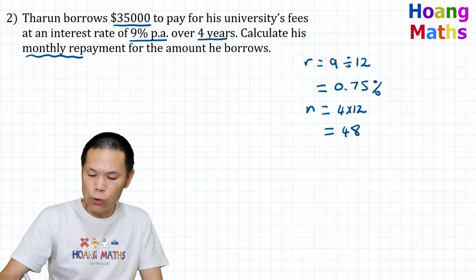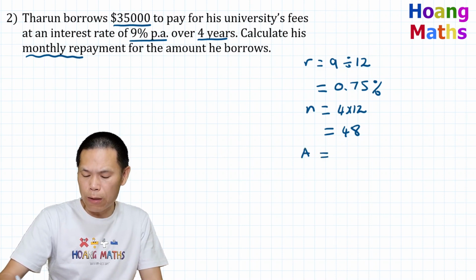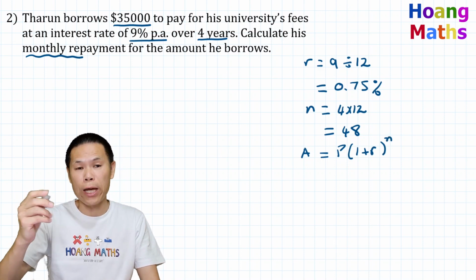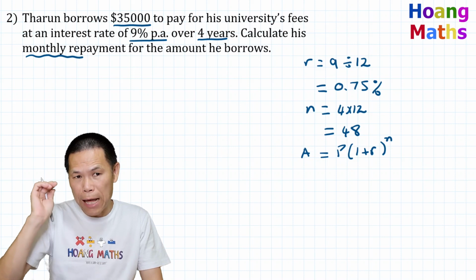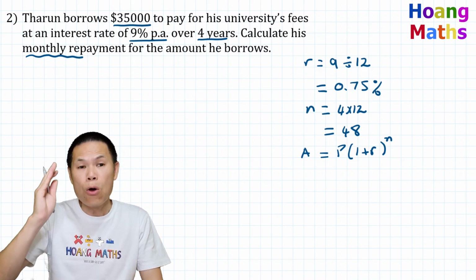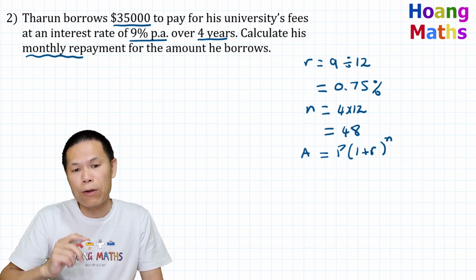So now we use A is P times 1 plus r power of n. Okay, don't forget. So r is 0.75 over 100 plus 1. That should give me 1.0075.